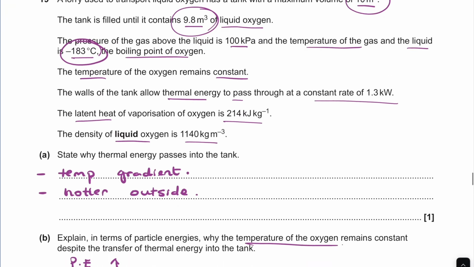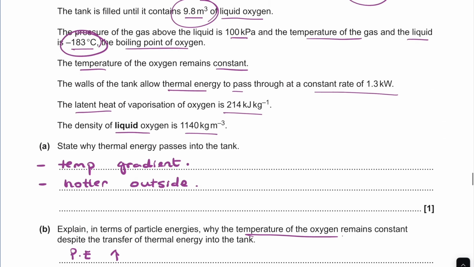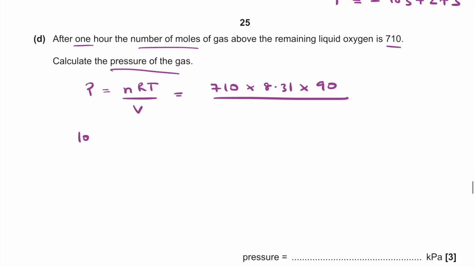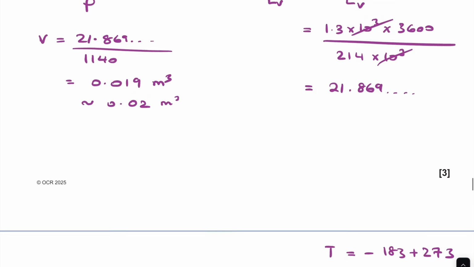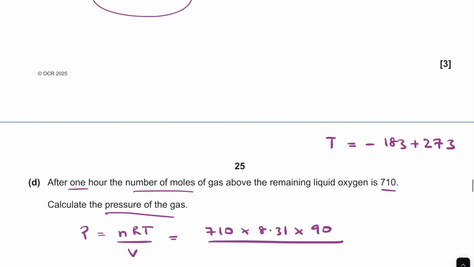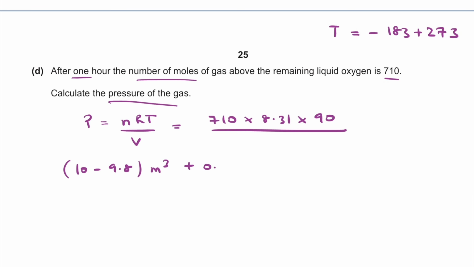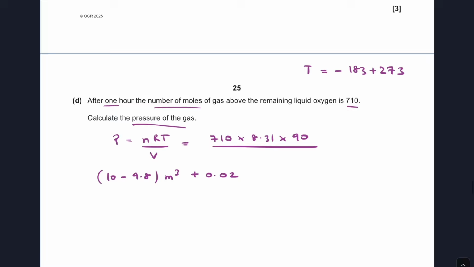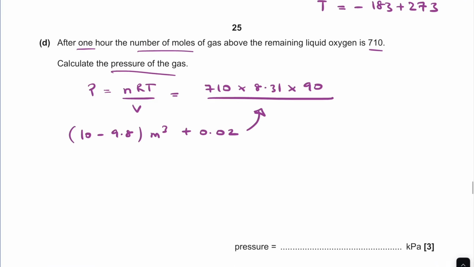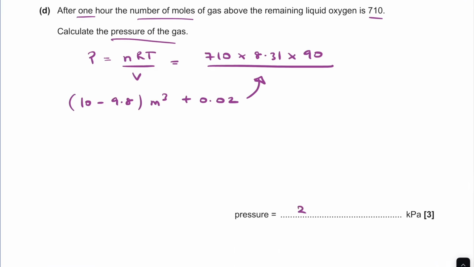So that difference, 10 minus 9.8 meters cubed, would be the remaining gas, plus we just worked out how much of that liquid oxygen had evaporated, which is 0.02. So that would be added on to this volume. So that is the volume up here. The answer, 2,410 kilopascals. So hope that makes sense.